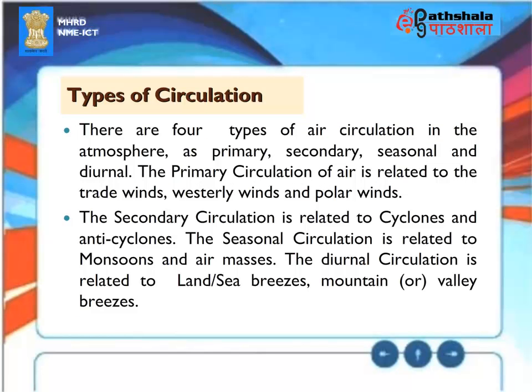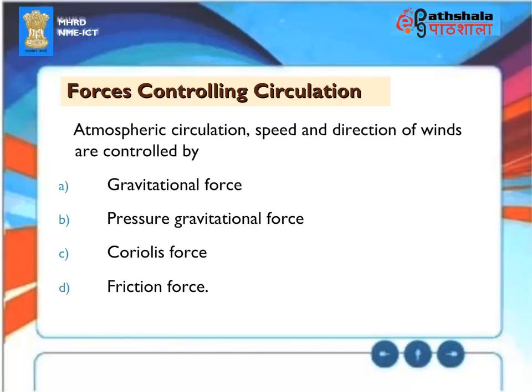Types of circulation. There are 4 types of air circulation in the atmosphere: primary, secondary, seasonal, and diurnal. The primary circulation of air is related to the trade winds, westerly winds, and polar winds. The secondary circulation is related to cyclones and anticyclones. The seasonal circulation is related to monsoons and air masses. The diurnal circulation is related to land and sea breezes, mountain or valley breezes.